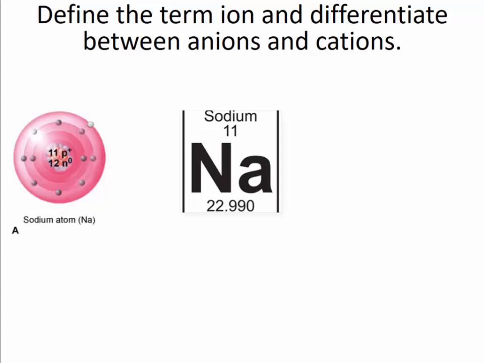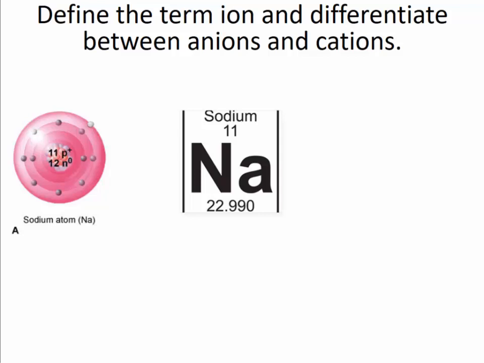But if we focus on the electrons here, you might notice that we have 2 electrons in the first orbital, 8 electrons in the second orbital, and then in the outermost orbital we have only 1 electron. Even though overall we have 11 protons and 11 electrons, that 1 electron by itself in the outer orbital gives an instability to the sodium atom.